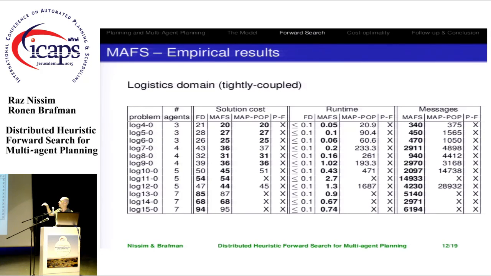And the solution cost is, let's say, comparable to the solution cost of multi-agent forward search. For runtime, I think this is orders of magnitude speed up over MapPop, and it's completely dominant over all these problems, and in message complexity as well. Just one word about the messages. These are very small messages. They consist of states, so the size of the message is linear in the number of variables.